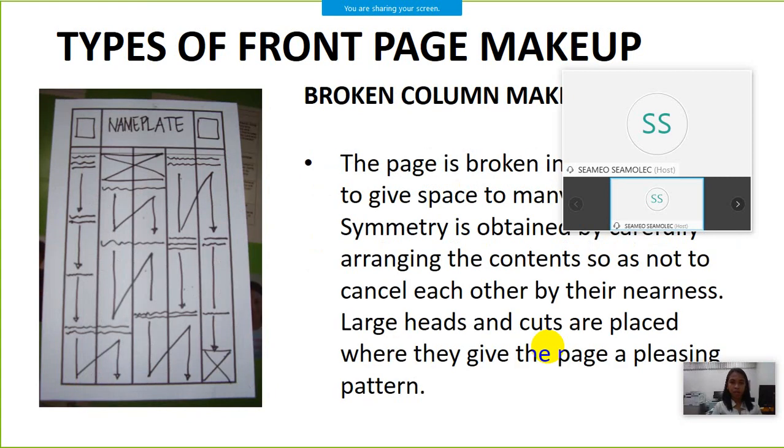Another type of front page makeup is the broken column makeup. This page is broken into several units to give space to many stories. Symmetry is obtained by carefully arranging the contents so as not to cancel each other by their nearness. Large heads and cuts are placed where they give the page a pleasing pattern. This kind of makeup is developed primarily to be able to print as many short news stories on page 1 as possible. So if you have many stories in your school, or you want to put many things in your front page, probably you can have this broken column makeup.